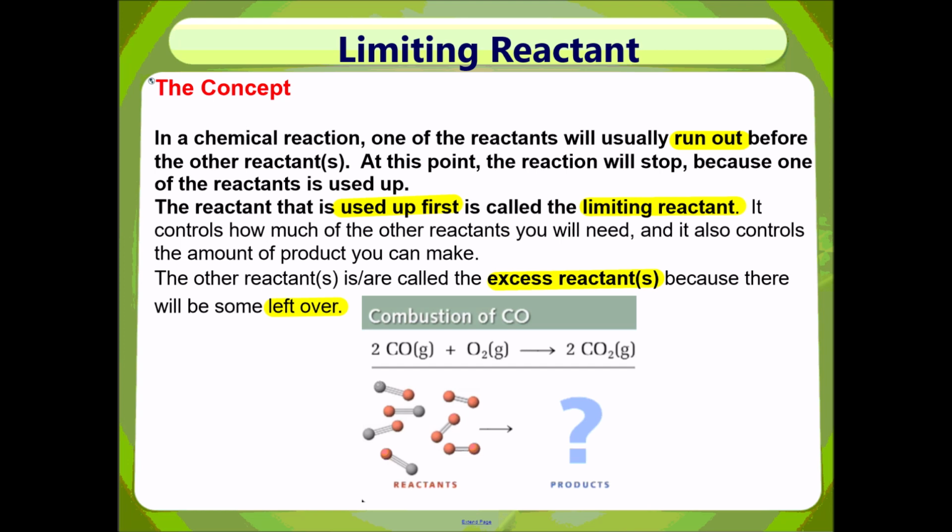In a chemical reaction, one of the reactants will usually run out before the other. At this point, the reaction will stop because one of the reactants is used up. The reactant that is used up first is called the limiting reactant. It controls how much of the other reactant you will need, and it also controls the amount of product you can make. The other reactant is called the excess, because there will be some left over.